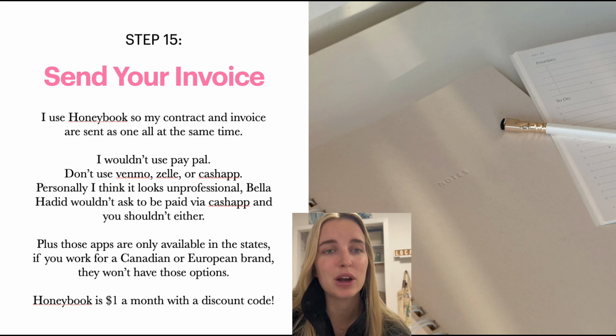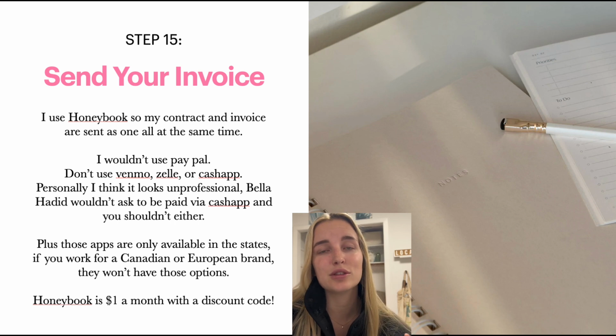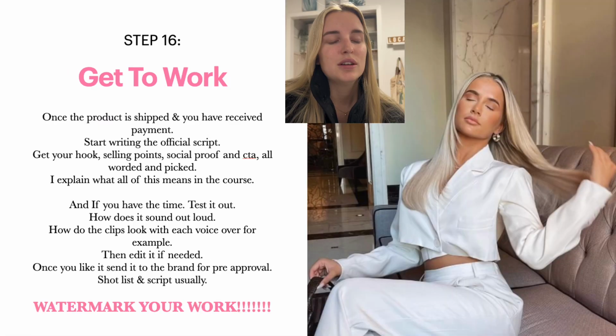You don't have to keep tracking down the brand. You can literally set the invoice to send on the 1st of every single month for the next 3 months, or however long your usage rate term is. This just makes it so easy for you, and it makes the usage rates just completely passive income. Step number 16, you're going to need to get to work. Once the contracts are signed, invoice is paid.